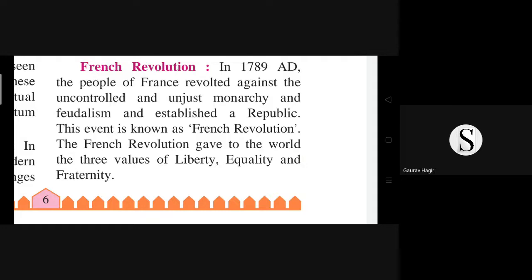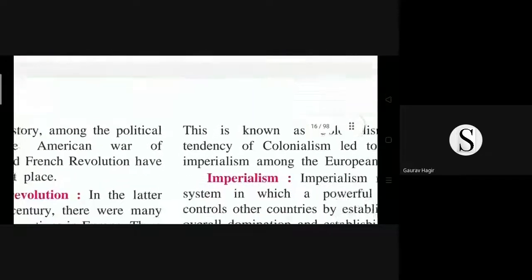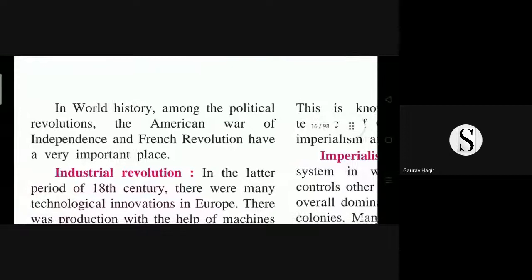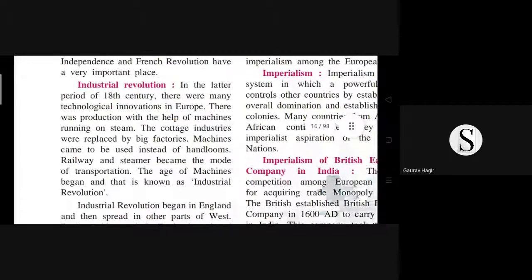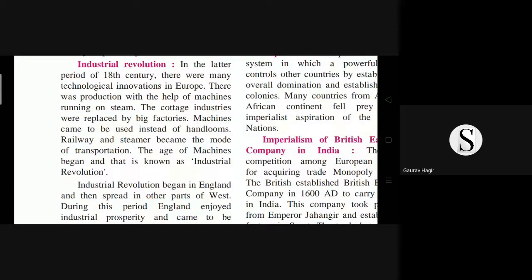The French Revolution gave to the world the three values of liberty, equality, and fraternity. In the world history, among the political revolutions, the American War of Independence and French Revolution have a very important place. Industrial Revolution. In the latter period, in 18th century, there were many technological innovations in Europe.